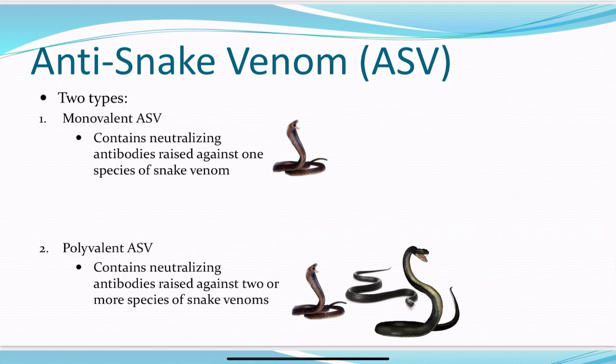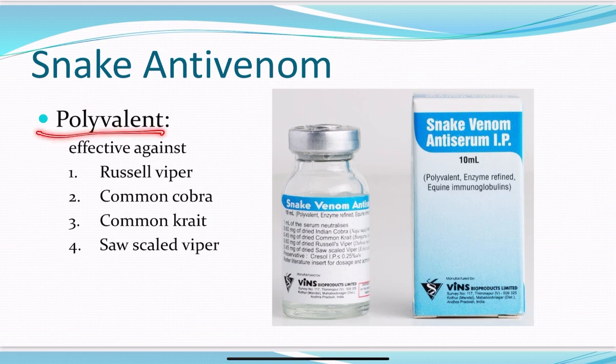Anti-snake venom is of two types. They are monovalent anti-snake venom and polyvalent anti-snake venom. The monovalent anti-snake venom contains neutralizing antibodies raised against one species of snake venom, whereas polyvalent anti-snake venom contains neutralizing antibodies raised against two or more species of snake venoms. The polyvalent anti-snake venoms that are commonly used in countries like India, Nepal, Bangladesh contain anti-snake venom against Russell's viper, common cobra, common krait, and saw-scaled vipers.